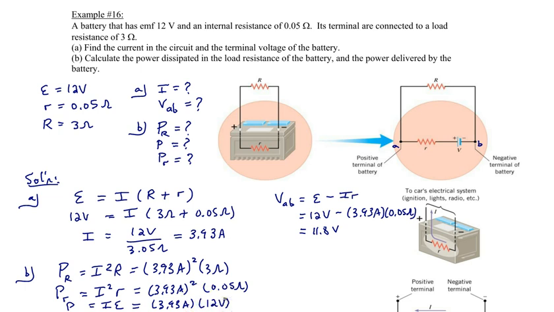You could do it another way also. You could do I squared times the total resistance. So if you go ahead and input these numbers into your calculator, you'll see you'll get externally 46.4 watts. Internally in the battery, that's the heat generated inside the battery, 0.774 watts. And then if you look at these two, they should add up to the total power, which is 47.2.